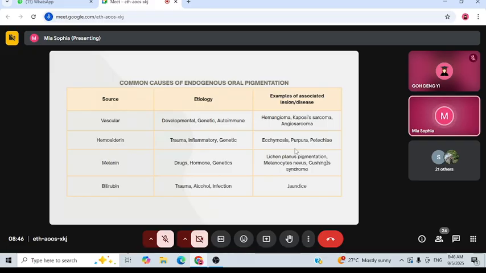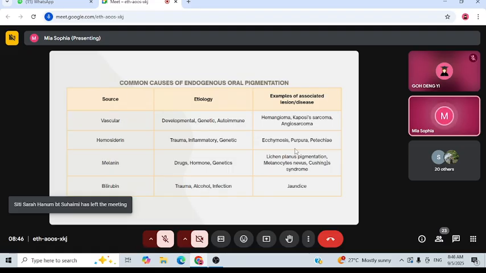Next is hemosiderin, which is related to the breakdown of blood. This often appears after trauma or inflammation, and it's also seen in genetic bleeding disorders. You will see lesions like ecchymosis, purpura, and petechiae, which are all forms of bleeding under the mucosa.